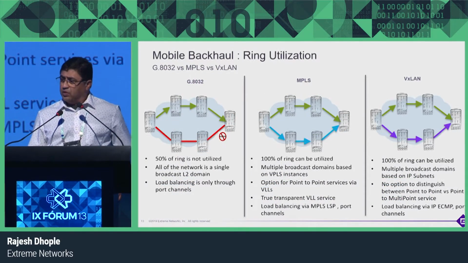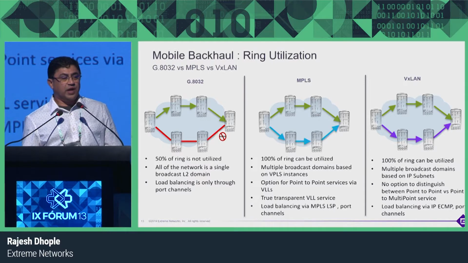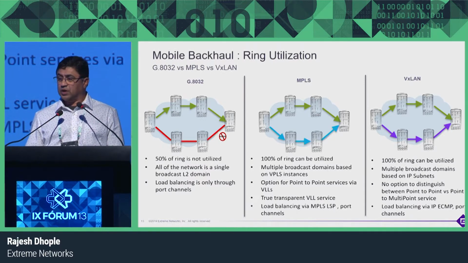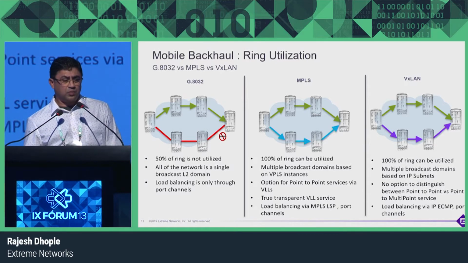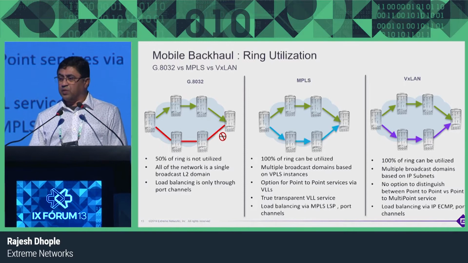So when you look at regional providers, not only do you want to scale the network, but you also want to protect the ring. So what ring protection mechanisms do you have? Essentially, in a layer 2 ring protocol, half of the ring is always blocked. That's because of the nature of layer 2, the nature of G.8032.